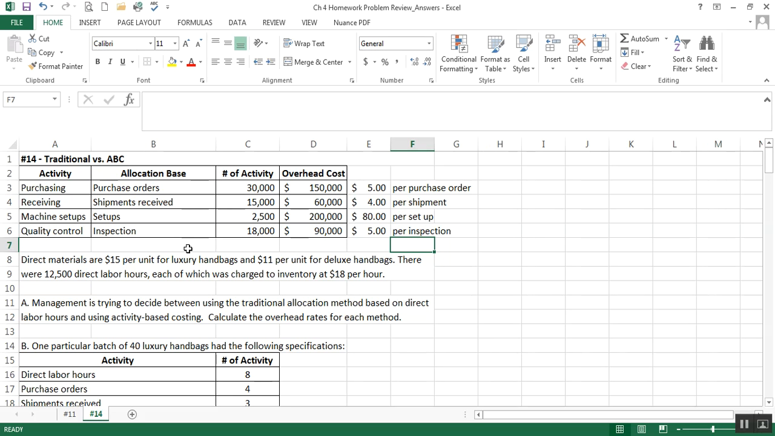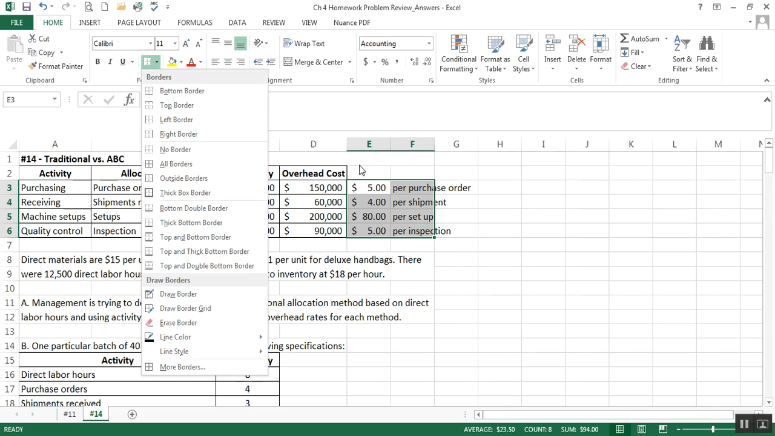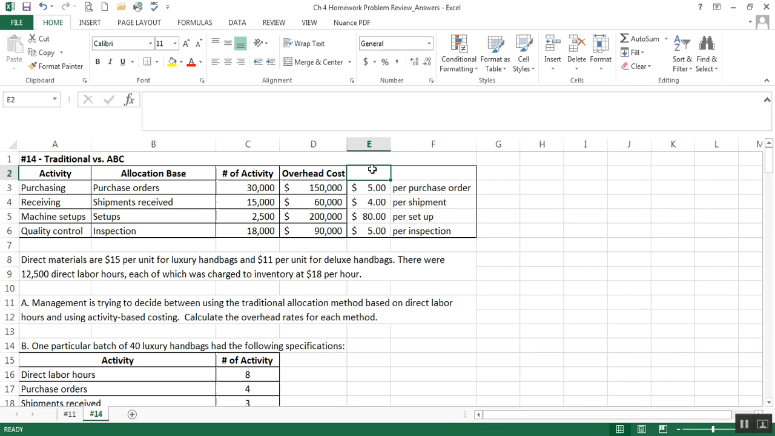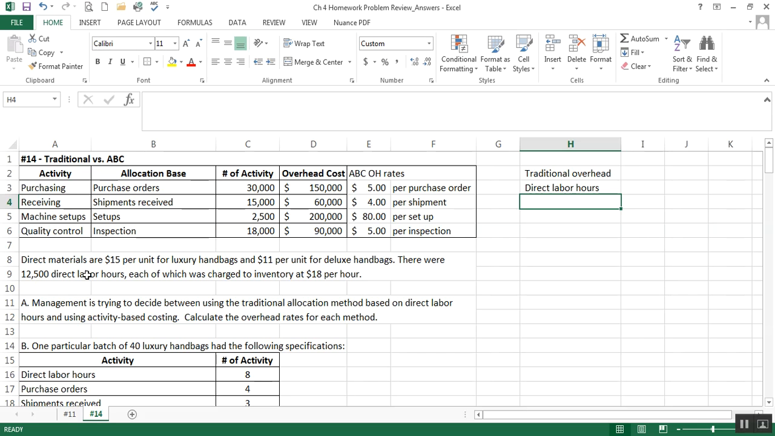And what is the, so these are all of the ABC, right? Sorry, this is ABC costing. Let's just distinguish that. ABC overhead rates. In order to calculate the traditional overhead rate, it's based on the number of direct labor hours, so labor hours. Here we know that there was 12,500 labor hours.